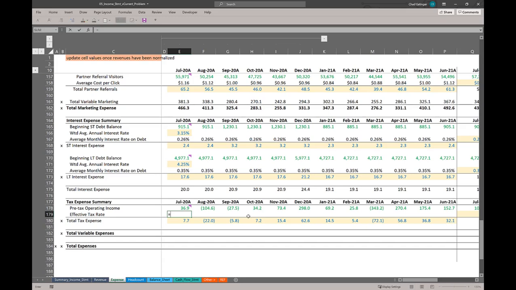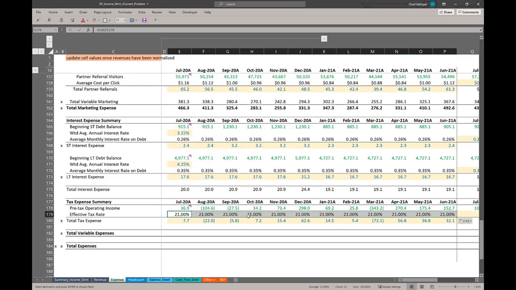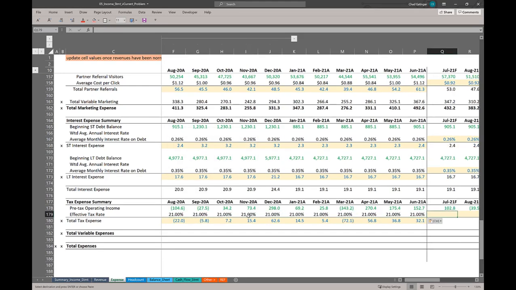So what we're going to look at is what percentage of our pre-tax operating income do we ultimately have to pay out in taxes. So we'll take total tax expense divided by pre-tax operating income, and that gives us what seems to be a nice, almost fictionally clean 21% every single month. Considering just how stable this tax rate is, I think it's pretty safe to say that the 21% is what we would likely be using moving forward.